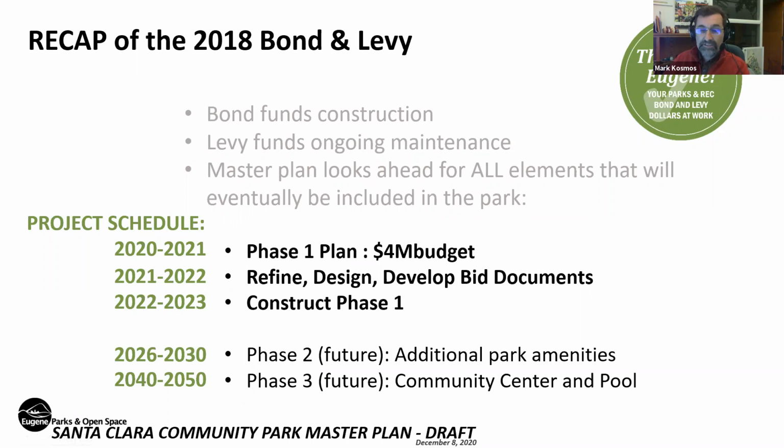We would love to build everything in the master plan ASAP, but funding is limited, so that's why we're doing this, so we can prioritize our choices. Future phases, what's included, and when that will happen can be as far as 30 years out. So as we look at the community center and pool, we get a little bit broader in our range and our guesstimate of when that would occur.